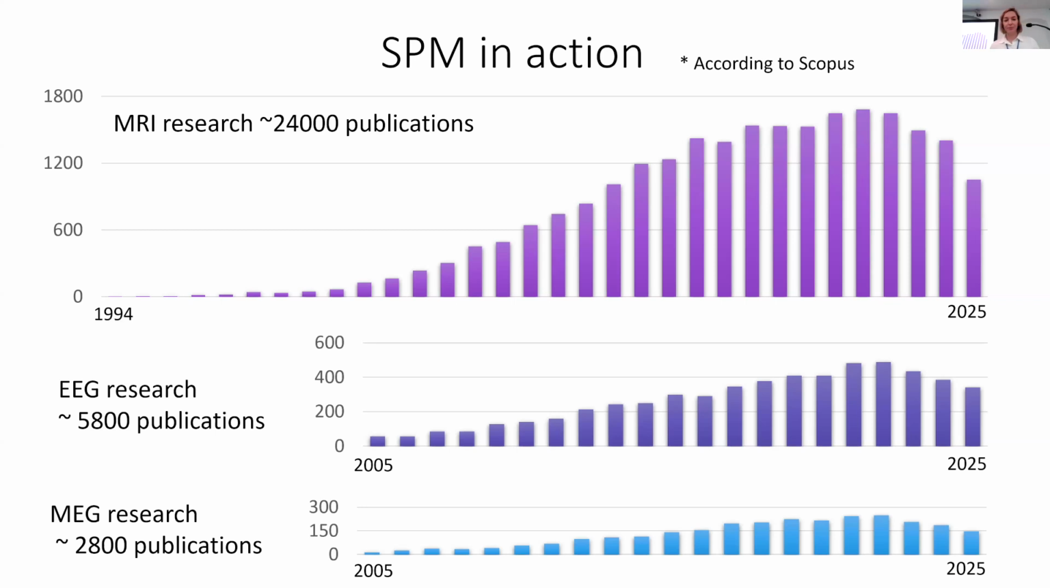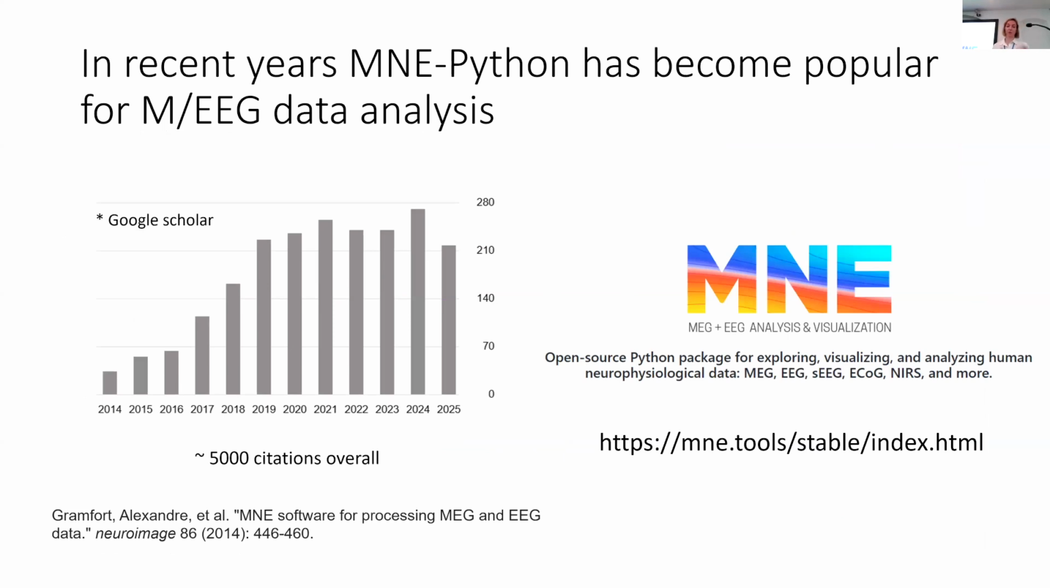SPM software. However, I think in recent years there are more and more MEG sites, especially with the OPM development, and the new player in the software toolkit field is MNE-Python, the Python package for EEG and MEG research. It already has 5,000 citations, so more and more people use Python.